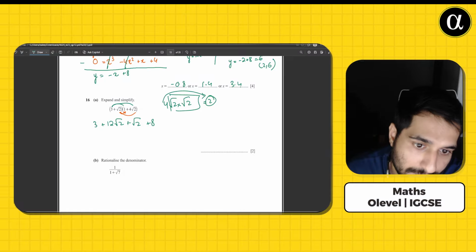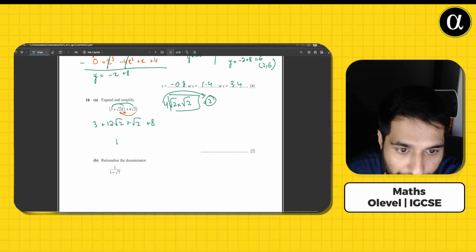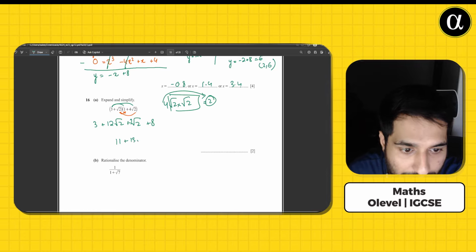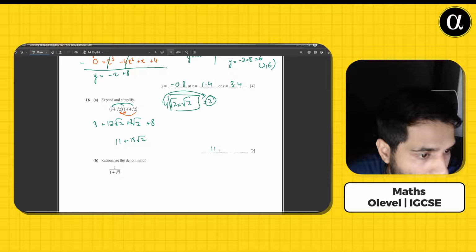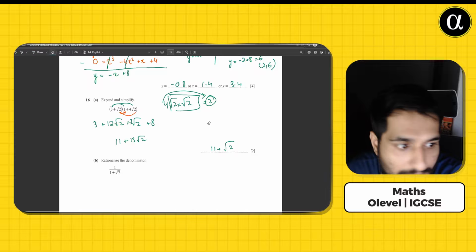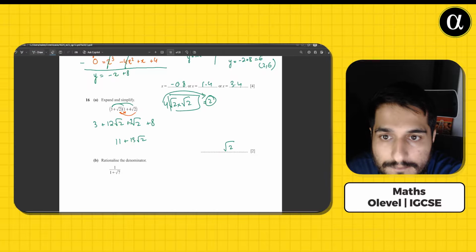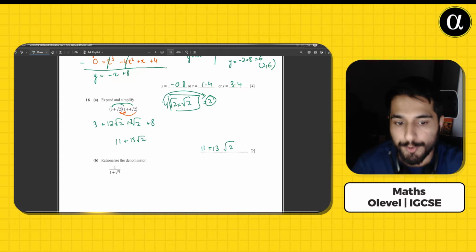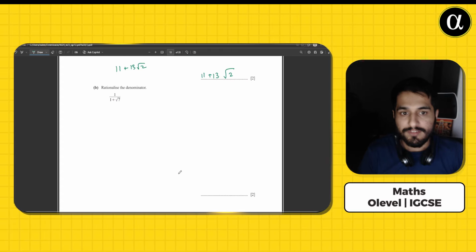Now what is this going to be? 3 plus 8 is going to be 11, and 12 plus 1 root of 2 will give us 13. So it's going to be 11 plus 13 root of 2. Let's write it nicely. So it's going to be 11 plus 13 under root 2. Now the next part is of rationalization.